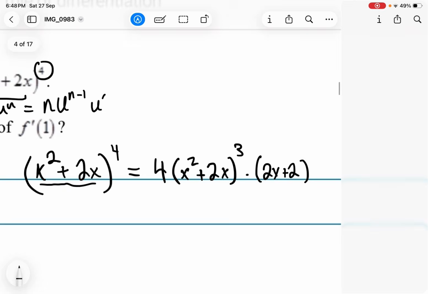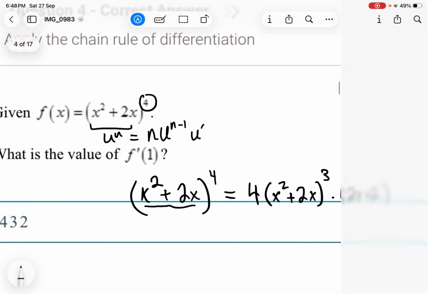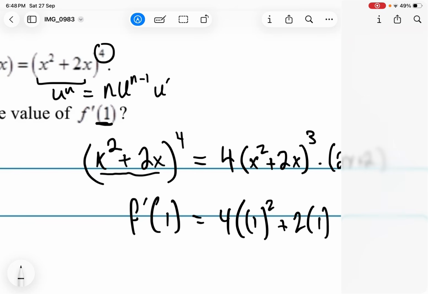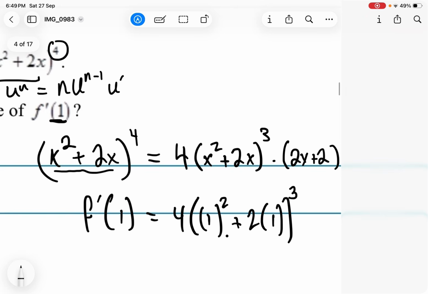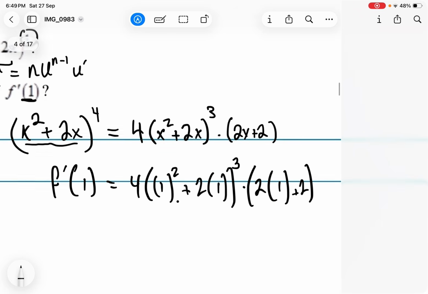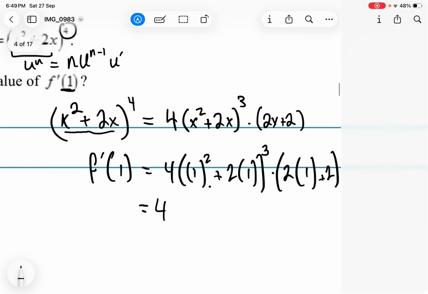And then they also said here that x is 1. So just replace x with 1. So f prime of 1 is equal to 4 times 1 squared plus 2 times 1, all to the power of 3, times 2 times 1 plus 2. And if you solve it in the calculator, or you could solve it on paper, you get 432.